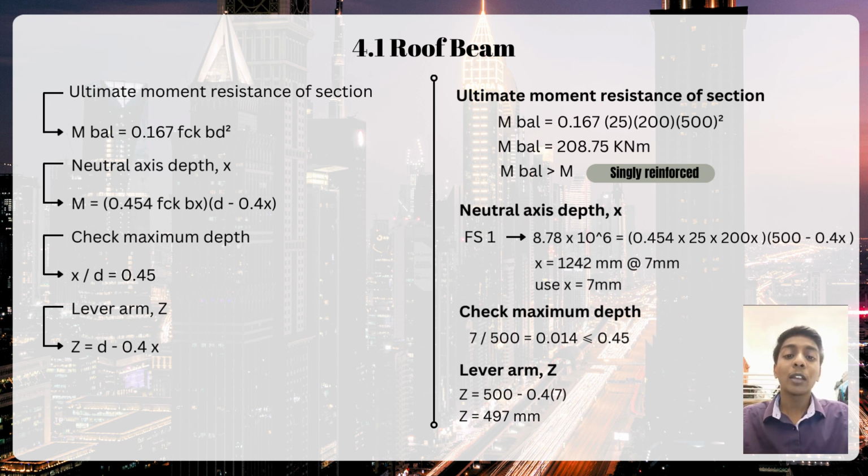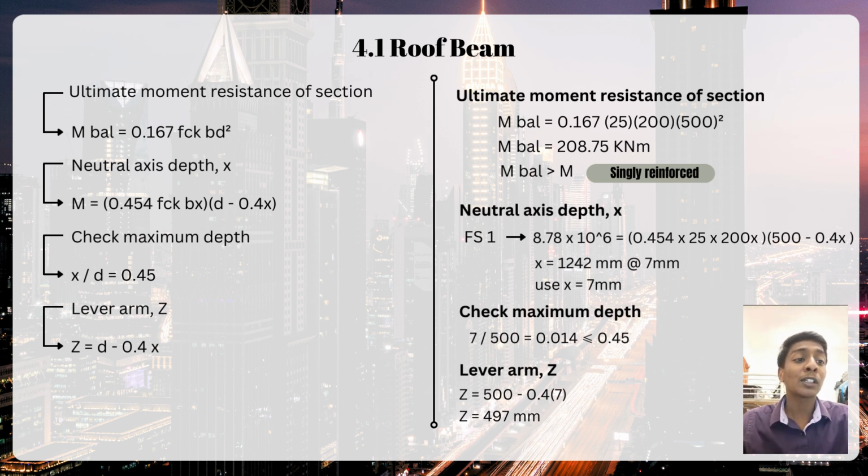4.1 Roof beam. Before we find the roof beam and ground beam, we need to find Z. To find Z, we need to follow some steps. First step is the ultimate moment resistance of the section. Second step is the neutral axis depth. Third step is to check the maximum depth. And lastly, get the value of Z. For the example, we show the FS1 calculation.